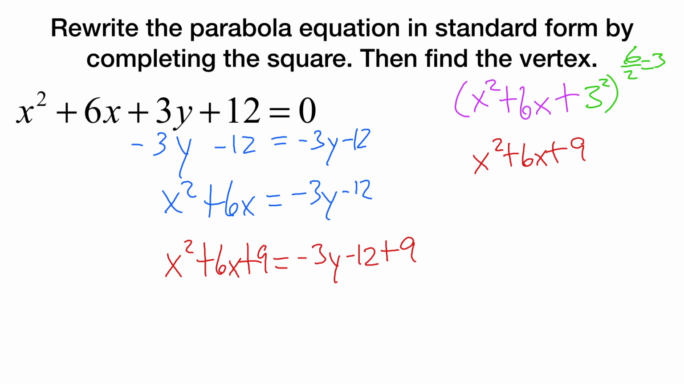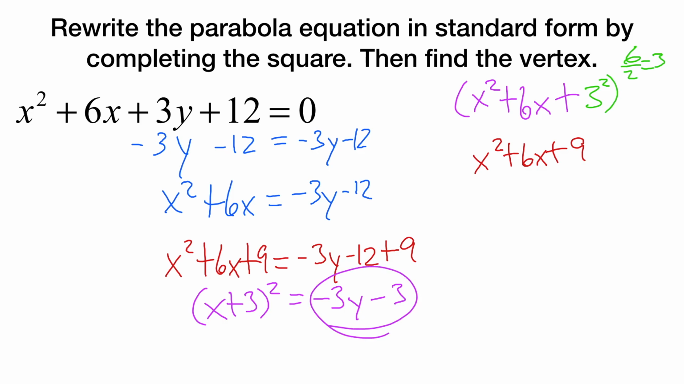So our new equation, the one that we're going to be using for this part, is x plus 3 squared equals negative 3y minus, in this case, negative 12 plus 9 is negative 3. Now, is there anything I can do to the y side? The fact is that there is. I can pull out a greatest common factor. So this becomes x plus 3 squared equals negative 3 times y minus 1.